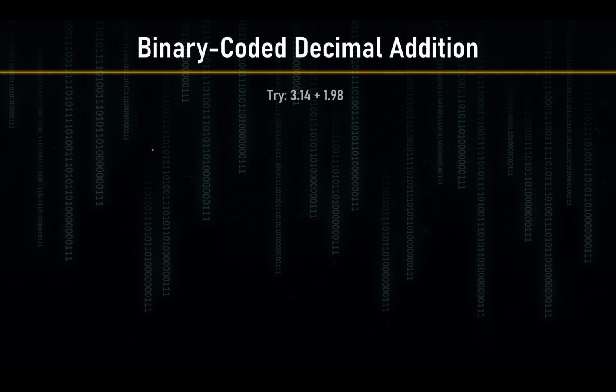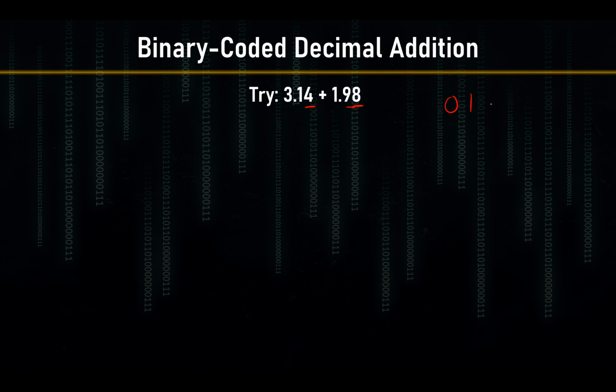Now let's try an addition question. So we want 3.14 plus 1.98. If you remember the way we do this, first we start on the rightmost digit. Since there are just 2 decimal places in each case, we can line them up directly. So what we're going to want is 4 plus 8.